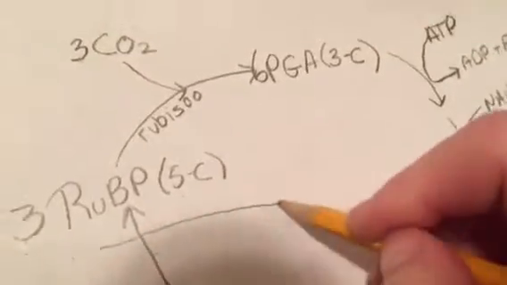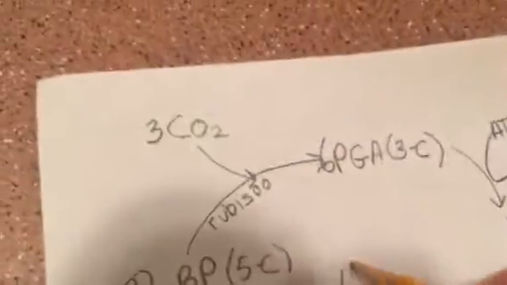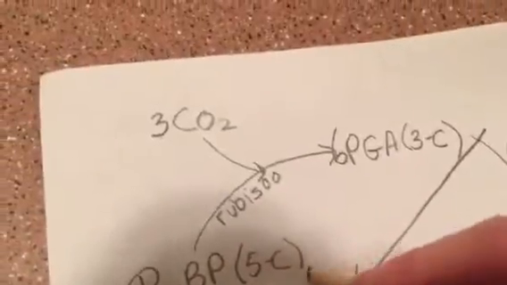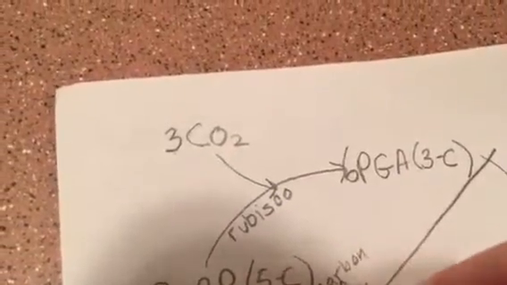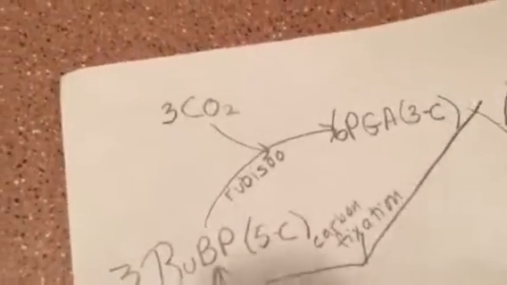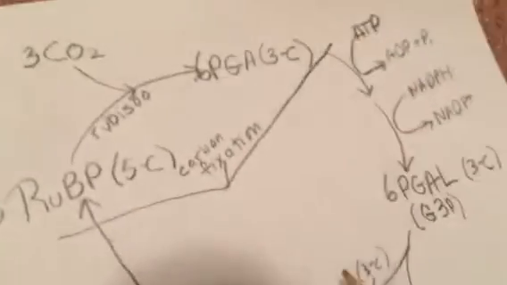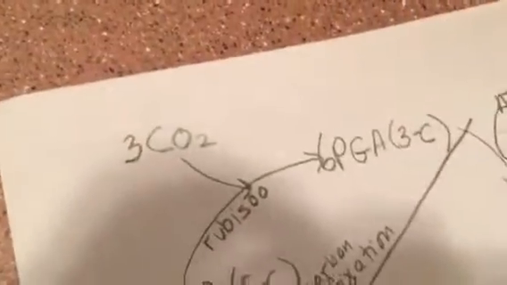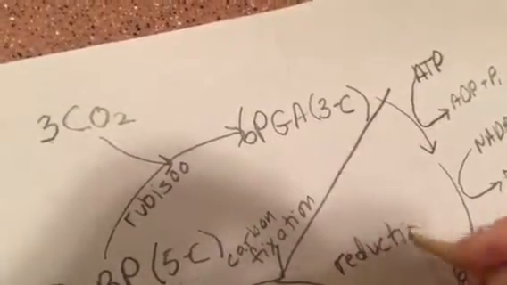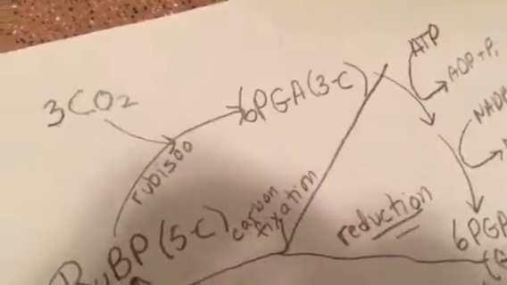And this section right here, from here to here, that's called carbon fixation, because the carbon dioxide is being fixed. It's being brought in and changed. From here to here, hydrogen is being added by the NADPH. It's called reduction. When you add hydrogen or electrons, it's reduction.